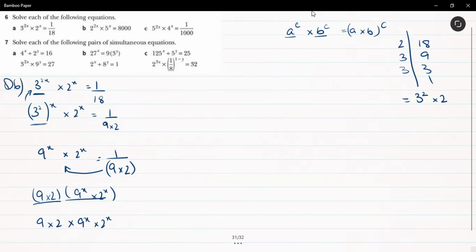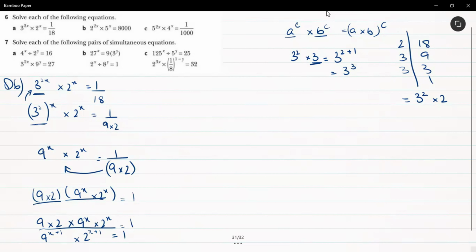So now we get 9 multiplied by 9 raised to the power x plus 1. We knew from a concept that if there's something like 3 squared multiplied by 3, we add up the powers. So it's basically 3 squared plus 1, because there's another 3 here, and that would give us 3 cubed. Same here: 9 raised to the power x multiplied by 9 would be 9 raised to the power x plus 1. And same for the 2 part. So 2 raised to the power x plus 1 is equal to 1.